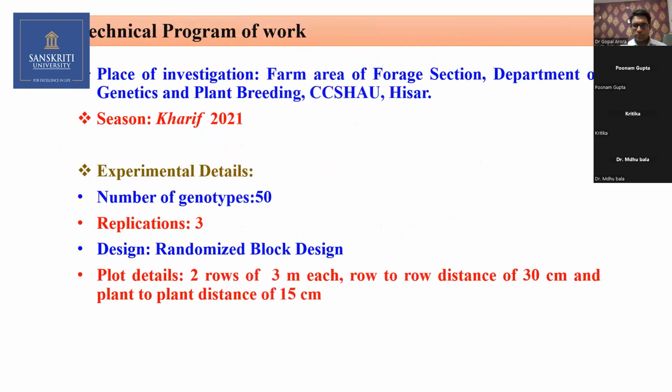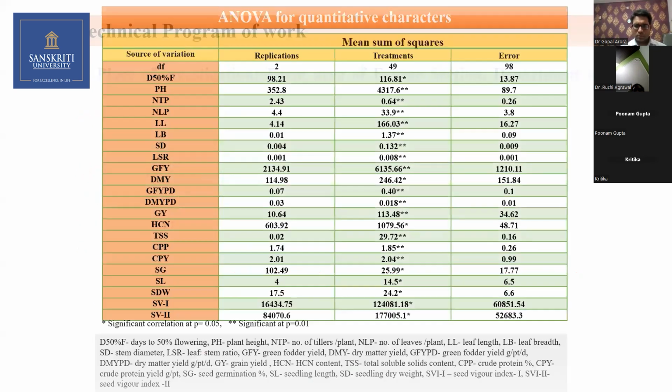She has used the RCBD, or randomized block design, with 2 rows of 3 meters each. That and all, you need not worry. She had 50 genotypes and replicated 3 times. And you can just see here the mean sum of squares for treatments and the error are significant, which is given by the star mark, for the treatments, which are the 15 genotypes she has considered.